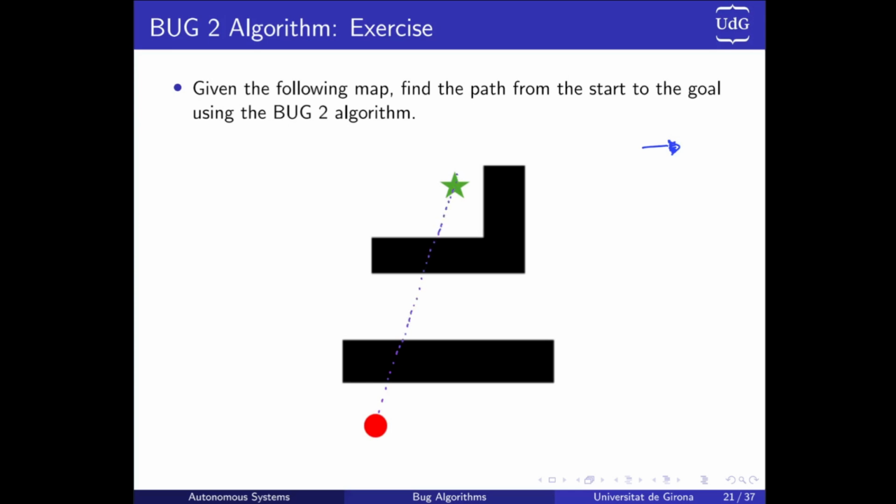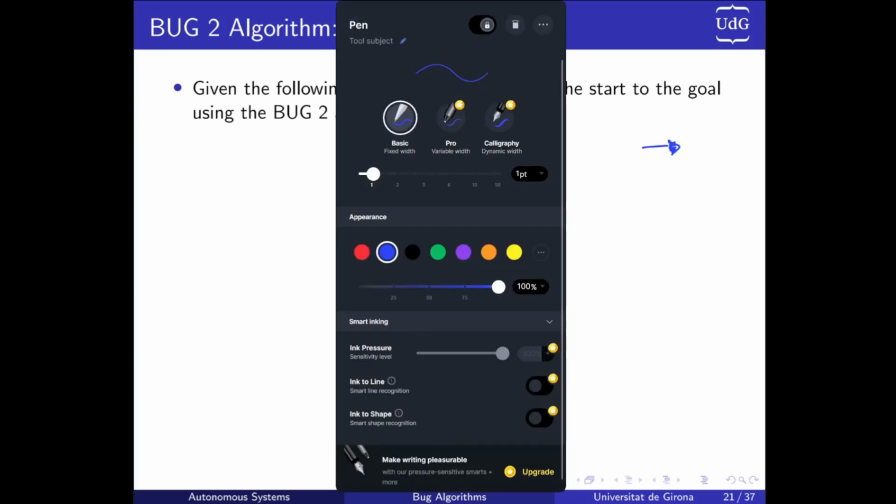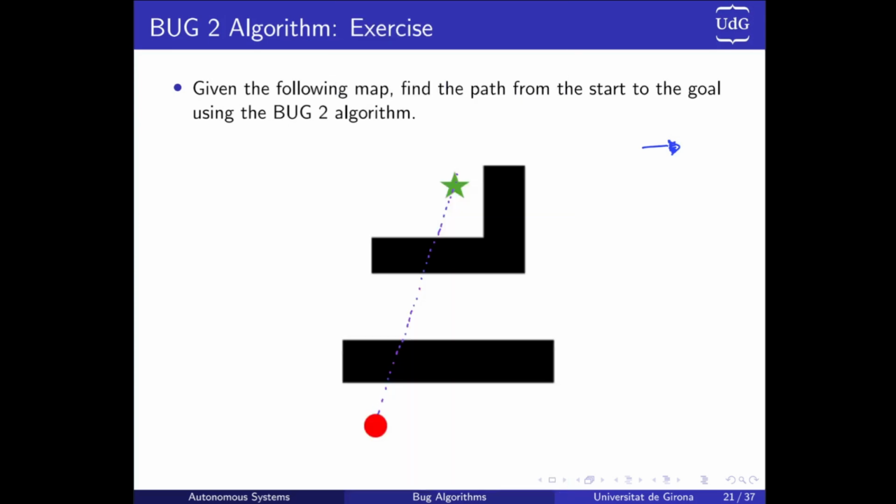This is our M line. And then if we try to follow it, we just follow towards the goal, that is following the line. Then we just keep following the boundary of the obstacle. Here we have direct line of sight to the goal, but we are not following it. We keep following the obstacle until this point.